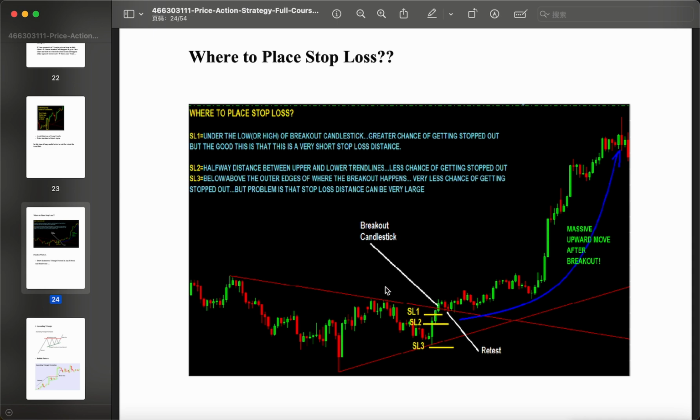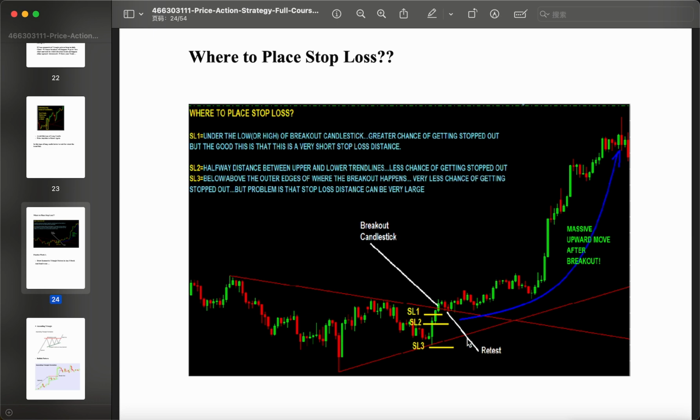If you have a smaller account, it's better for you to have a tighter stop loss, because stop loss number one provides a very limited distance. So you see stop loss number two. You see another yellow line here. It's a halfway distance between the upper and lower trend line. So it has less chance of getting stopped out.